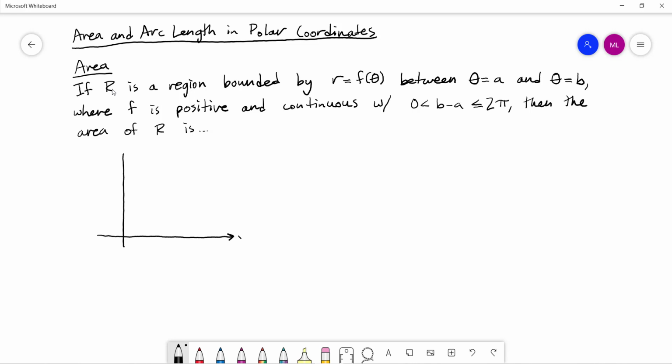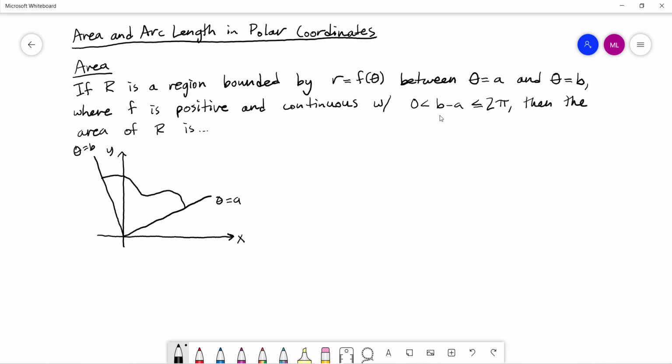So let's say that this is the positive x-axis, this is the positive y-axis, and maybe we're starting at this angle, so this is the angle theta equals a, and maybe we're ending by the time we get over here somewhere. This is where theta is equal to b, and we have some curve in between doing whatever it happens to do. So the only requirement of this curve is that it is positive, meaning the radius is over here in the positive direction. We aren't having a negative value for r that puts it down into this quadrant. So it's out in the positive direction. And it's continuous, right? It doesn't have any gaps.